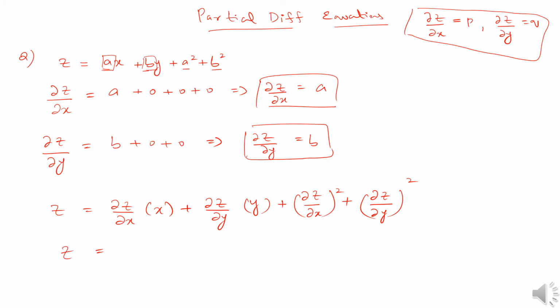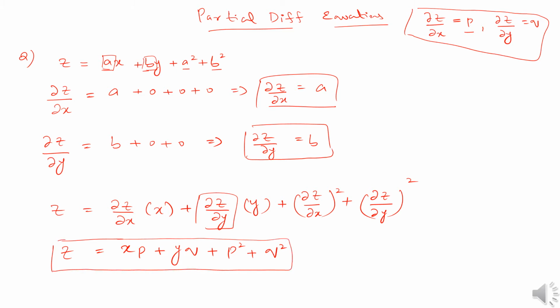And as I told you guys before, I can write p in place of ∂z/∂x, so I will write it as xp plus, and in place of this I will write small q, so it will be yq plus. Now this will be p squared, because this is p and it's whole squared, so it will be p squared plus q squared. So this is our partial differential equation we formed by eliminating the arbitrary constants a and b.